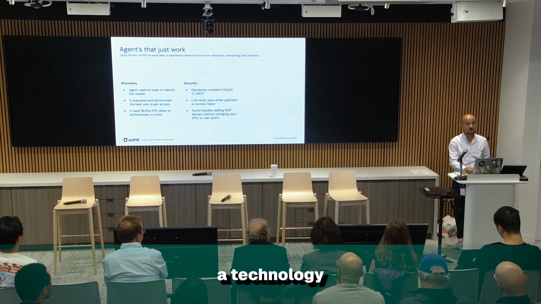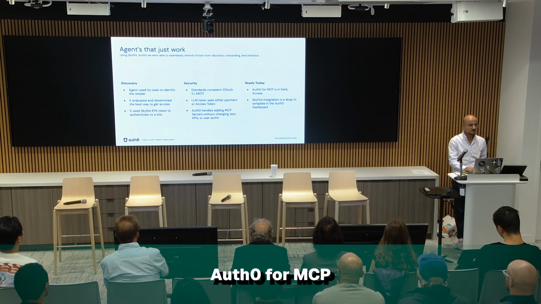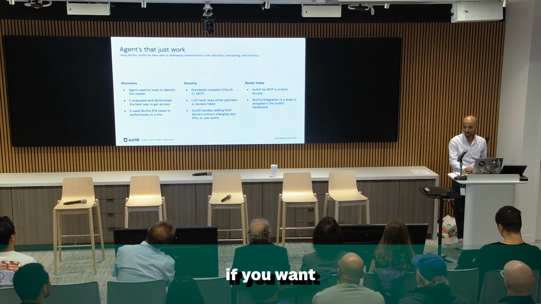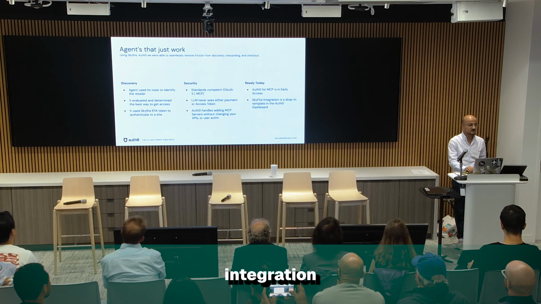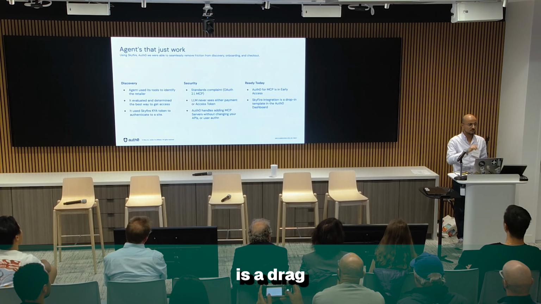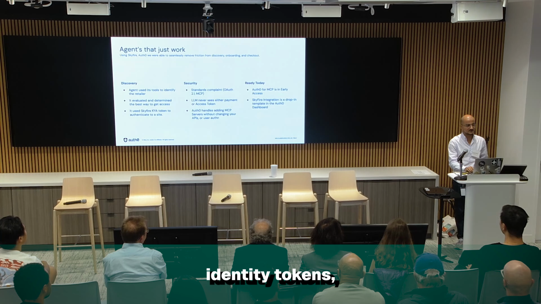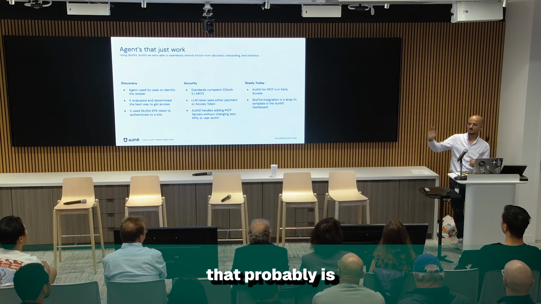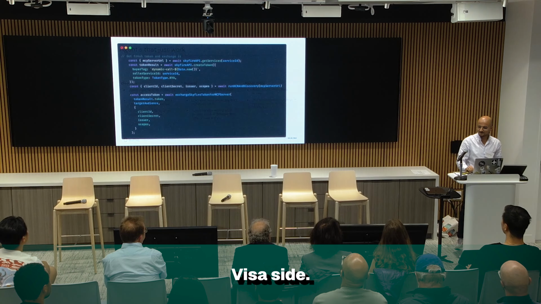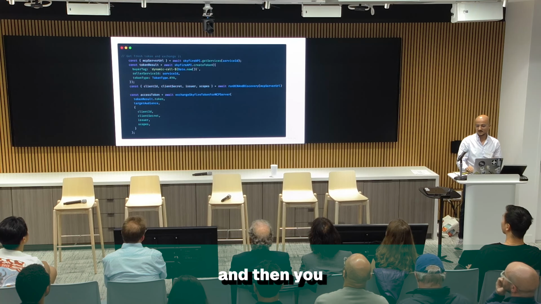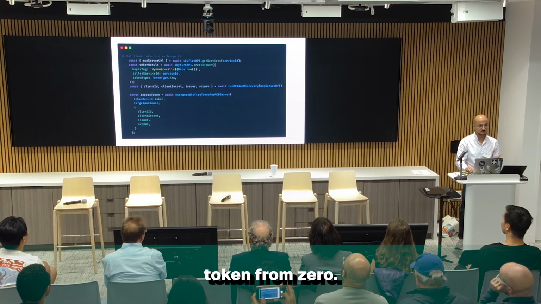So this is a technology demonstration, less of like exactly how it should be. Auth0 for MCP is in early access right now, so you can reach out to us if you want to try it out. And the Skyfire integration that I just demoed is a drag and drop in our dashboard, which allows you to use Skyfire identity tokens, not the payment tokens. That probably is on the Visa side. And the amount of code is very simple, right? You ask for a KYA token, and then you can exchange it for an MCP token from Auth0.